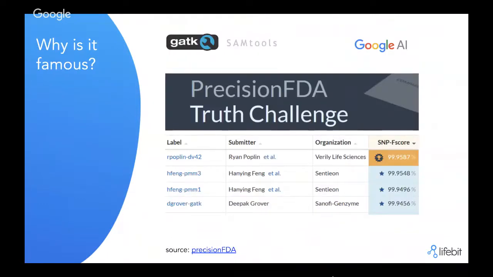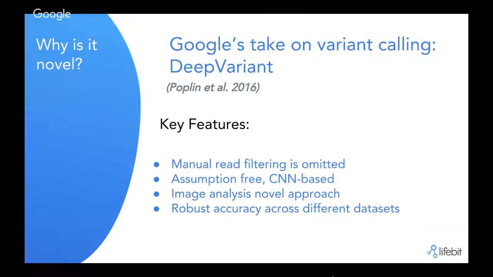And also, if you follow the PrecisionFDA Truth Challenge, there you have a really nice overview of many variant callers, not just tools, but also end-to-end workflows, starting from raw data up to variant annotation. When this was initially published, DeepVariant managed to achieve quite good accuracy results in this challenge. And all that data is publicly available.